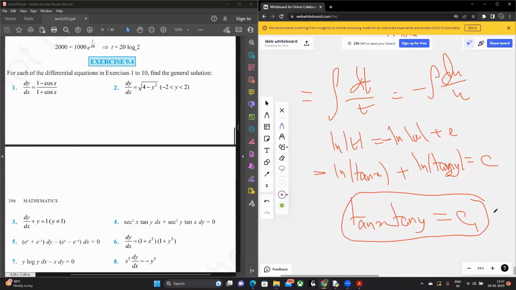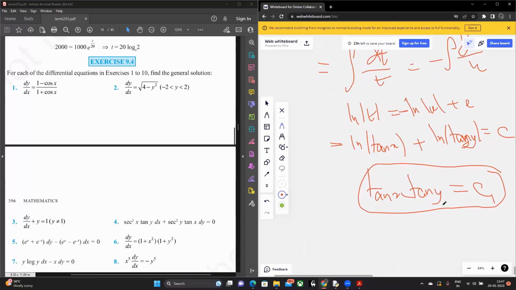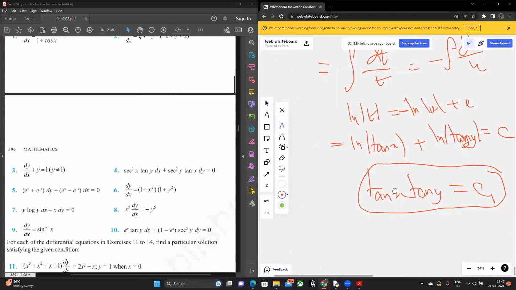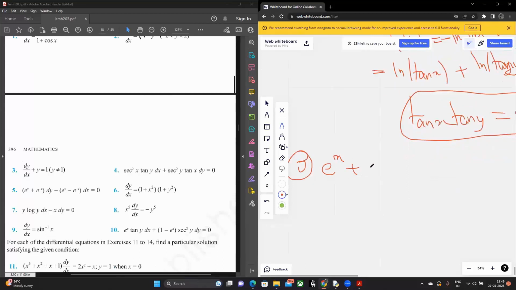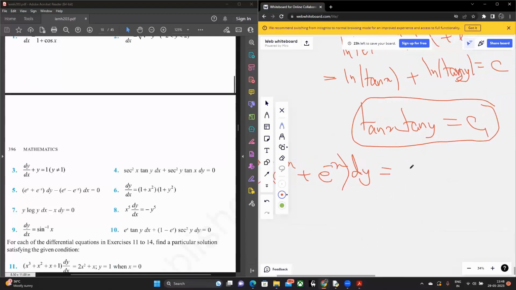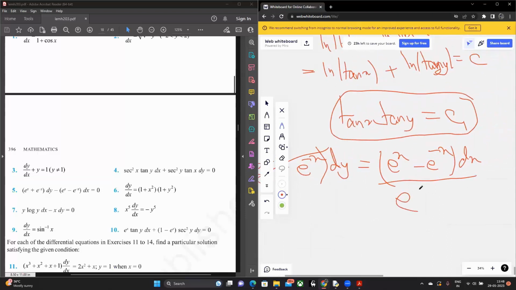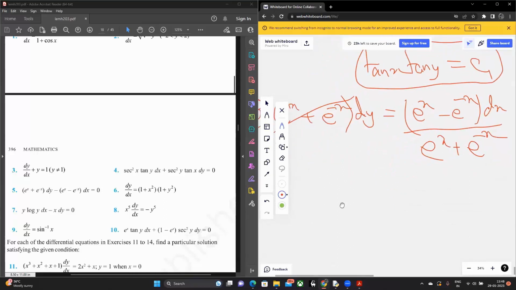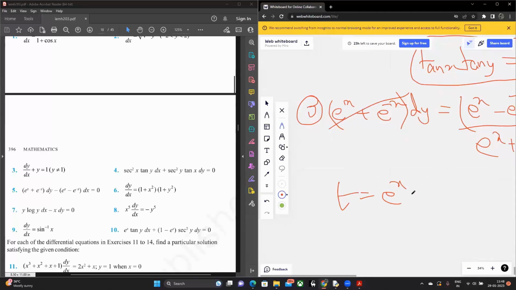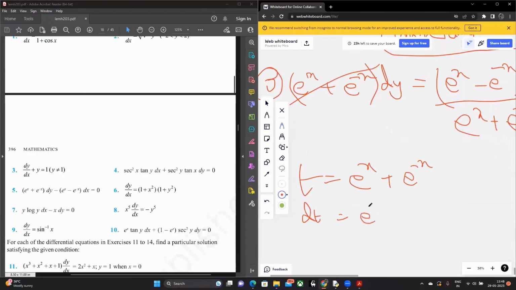That is the final expression. This is the general solution for secant square x tan y dx plus secant square y tan x dy. Now question 5: e power x plus e power minus x dy equals e power x minus e power minus x dx, right? Bring this to the other side because there is no dy term and these are all x terms, right? Let t equals e power x plus e power minus x. Then dt is basically e power x minus e power minus x times dx.